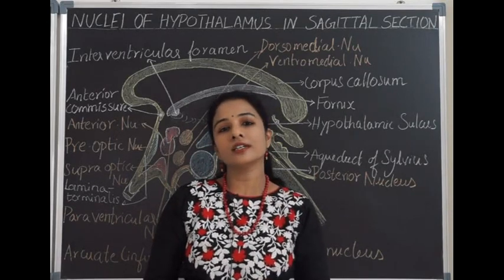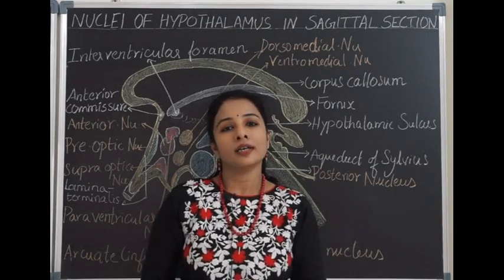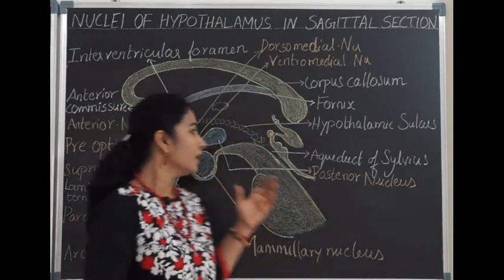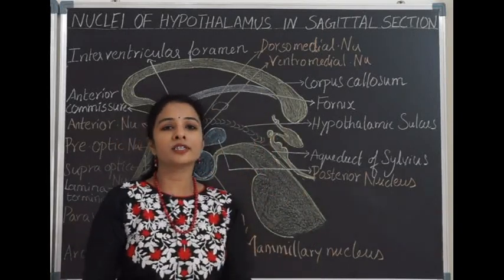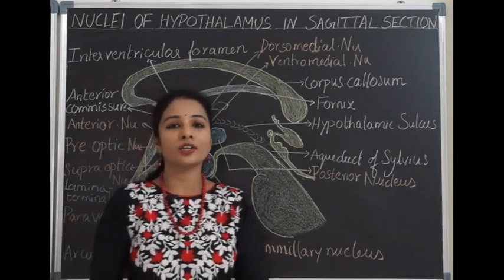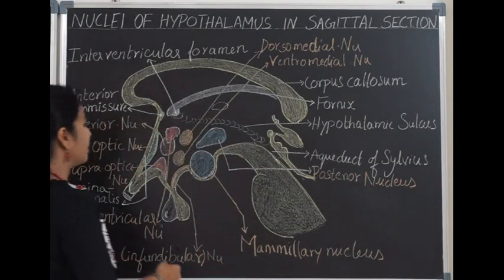It controls 3 systems in our body: the autonomic nervous system, endocrine system and limbic system. As it is controlling the autonomic nervous system, Sherrington regarded the hypothalamus as the head ganglion of the autonomic nervous system. So we shall see now the anatomy of the hypothalamus.